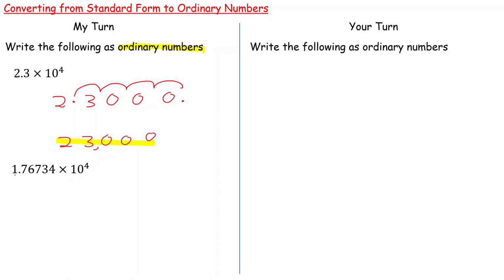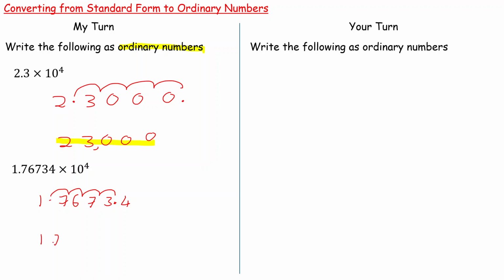Yes, it is. Your first number is between 1 and 10, timesing it by 10 to some power again. Again, with this, you just take your number, which is 1.76734. You take your decimal point and you move it forwards by what the power is of that index, which is 4 again. So 1, 2, 3, and 4. So your decimal point is moved up to here. It hasn't actually moved in reality, but you can just think of it like that for the time being.